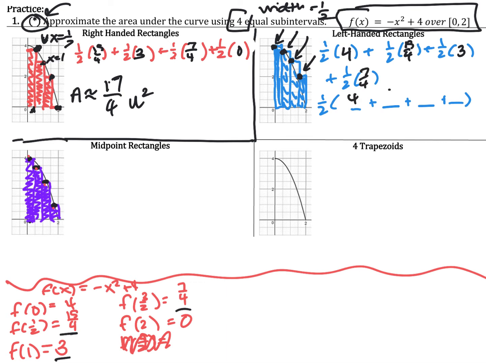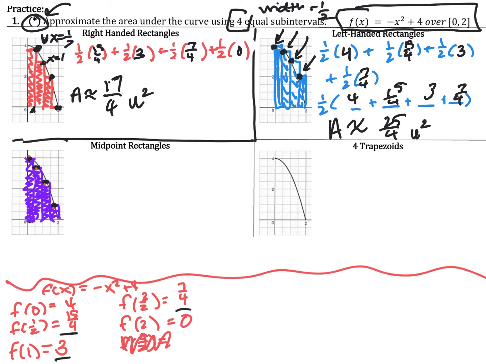So we could actually add all of those heights together and then multiply them by 1/2 afterwards. Regardless, if you simplify that, you get that this area is approximately 25/4 units squared.